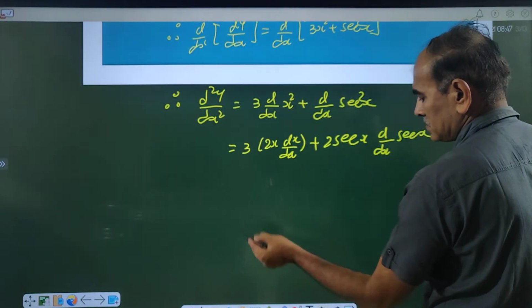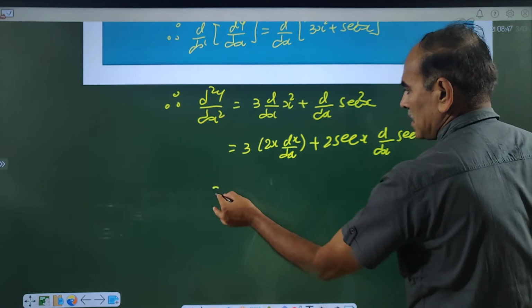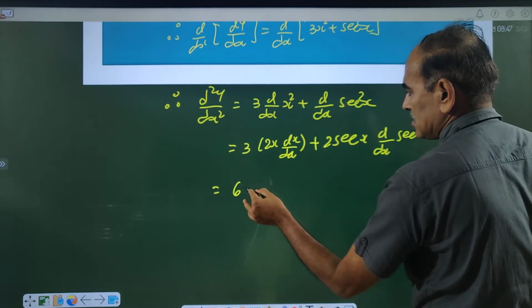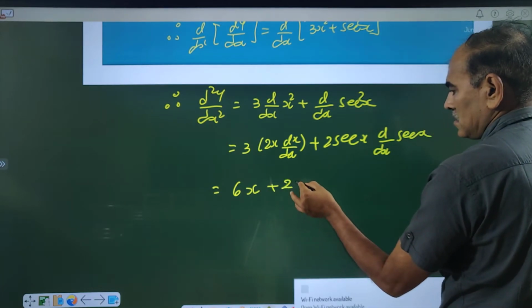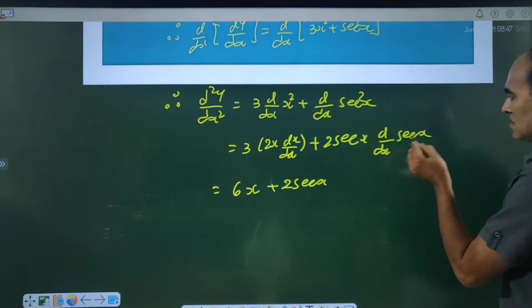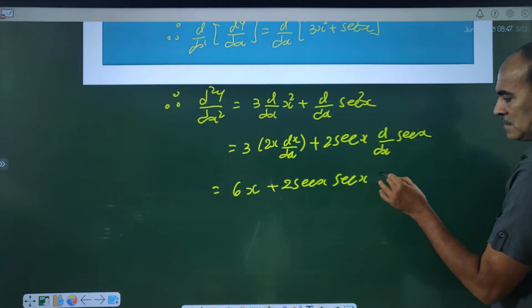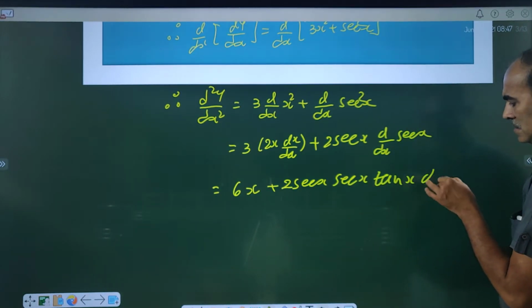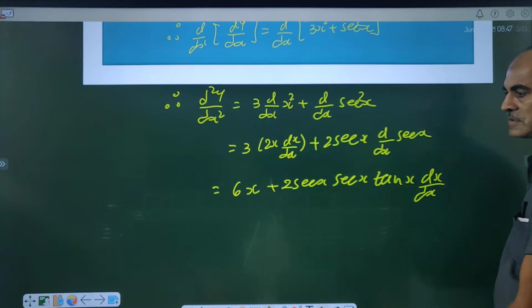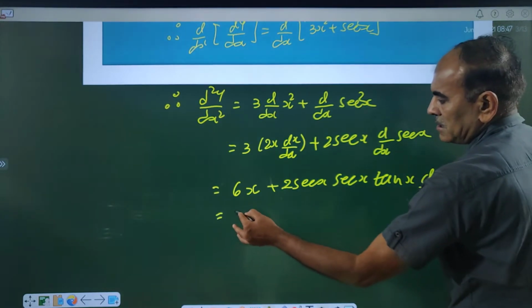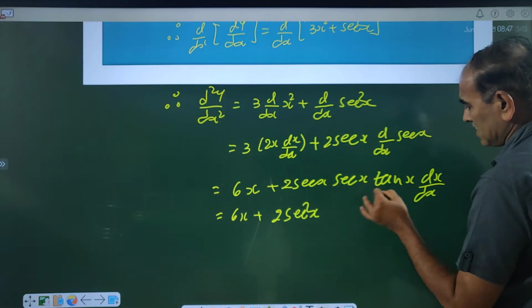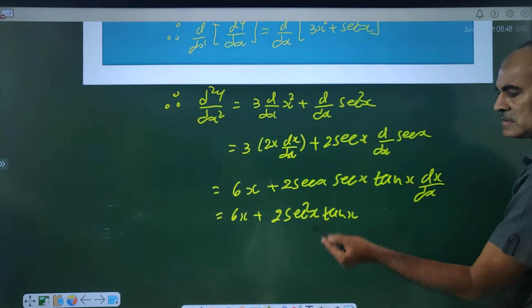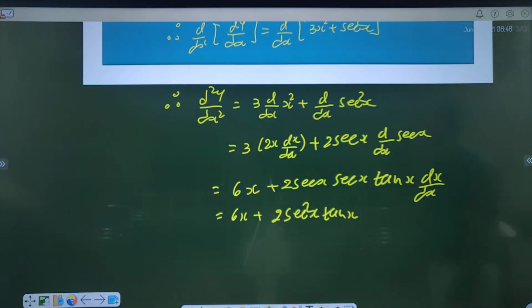What happens? That is equal to 6x plus 0. So that comes out to 6x. Yes, this is the answer. Okay. Yes, see here.